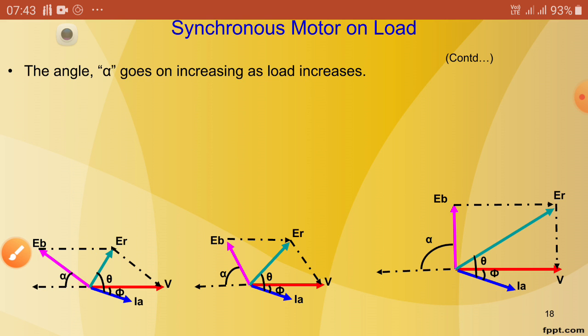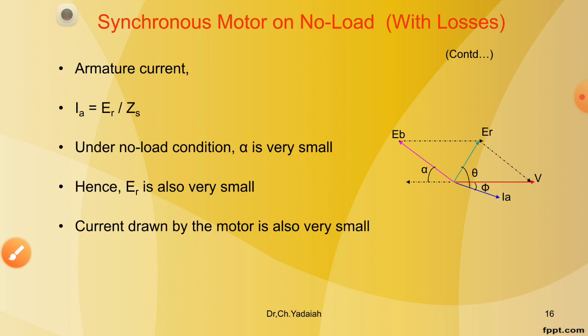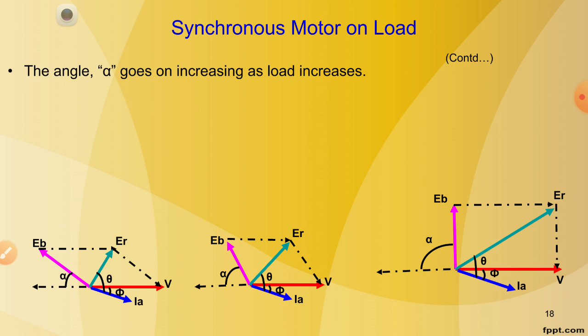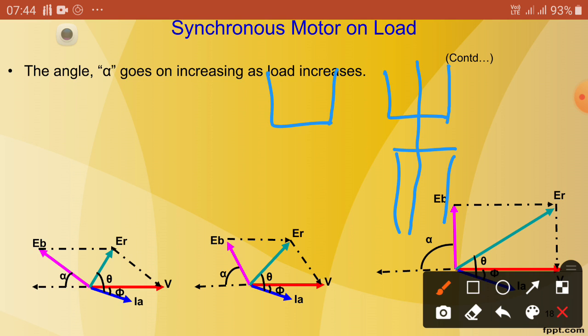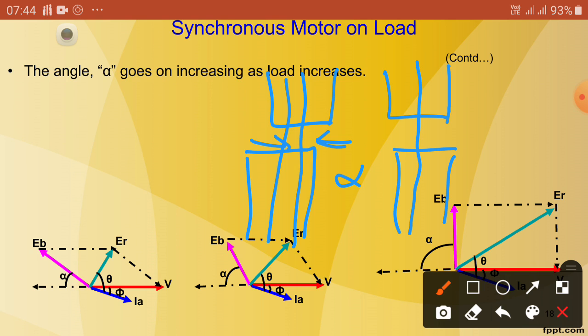Here you can observe, this is the stator. Initially, this is the rotor. Both axes coincide. No losses are considered. Now, in the second case, we assume a change here. Between this axis and this axis, the coupling angle alpha is raised. The rotor is moved to some extent here.